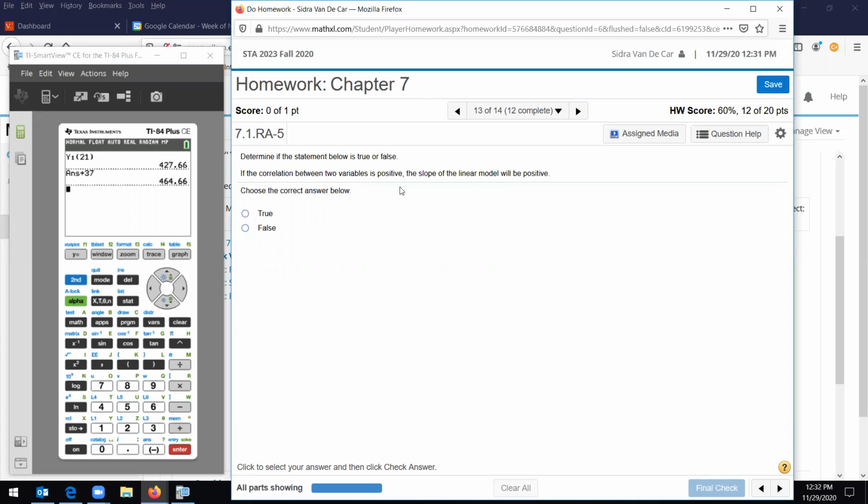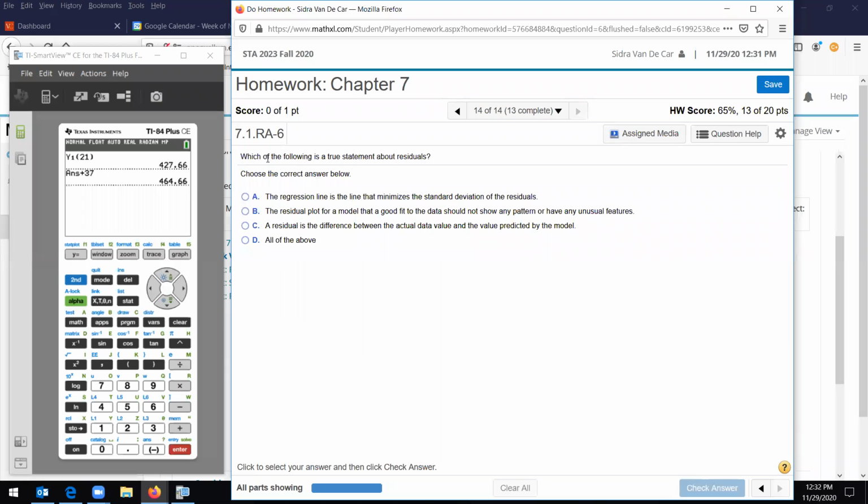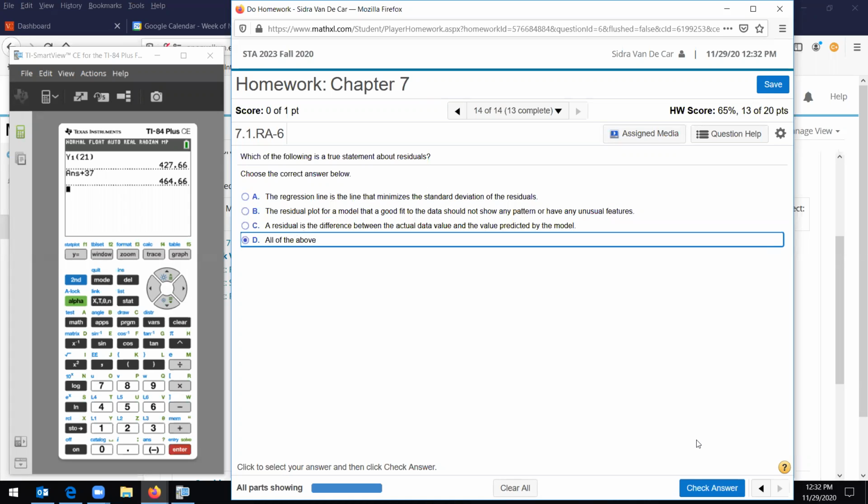If the correlation between two variables is positive, the slope of a linear model would be positive. That's true. Which of the following is a true statement about residuals? The regression line is the line that minimizes the standard deviation of the residuals. The residual plot for a model that is a good fit to the data should not show any pattern or have any unusual features. A residual is the difference between the actual data value and the value predicted by the model. All of the above are true.